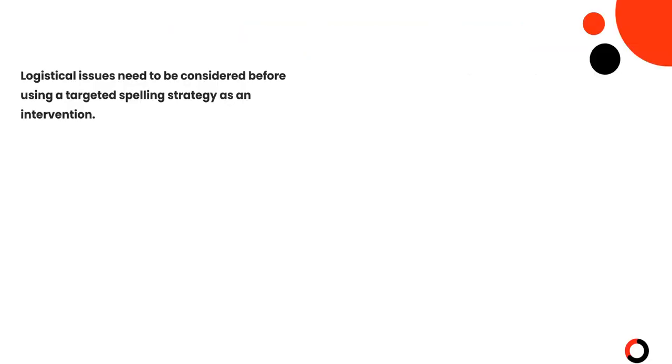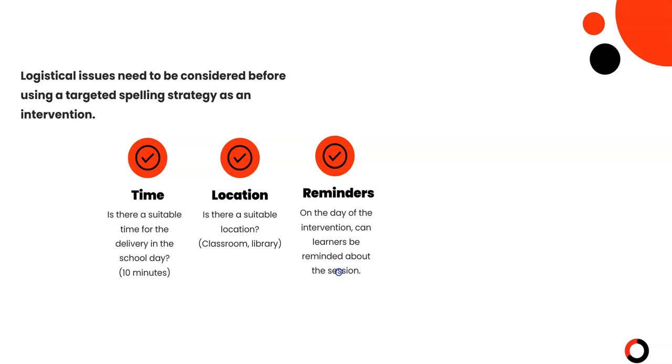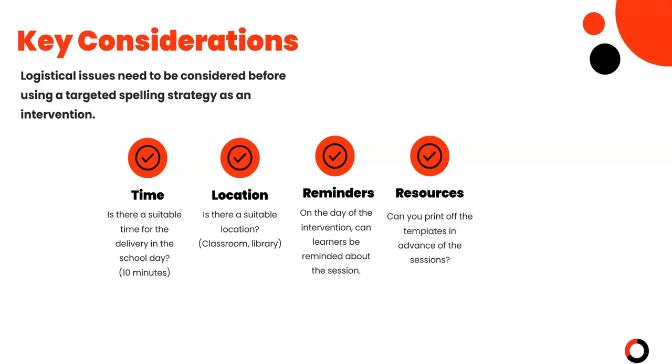So logistical issues need to be considered before using a targeted spelling strategy as an intervention. So is there a suitable time of the day for the delivery? Is there a suitable location, such as classroom or library? Reminders of the intervention. Resources, if you need to print templates off in advance. And will you link this to any rewards?